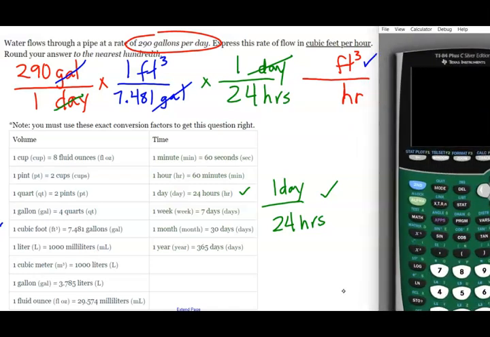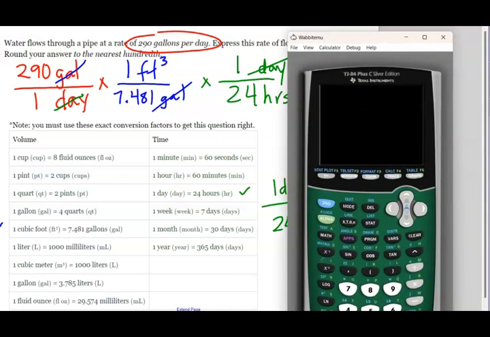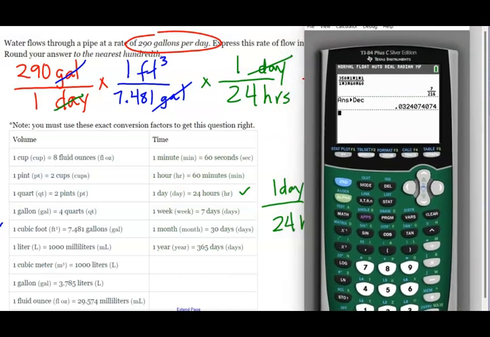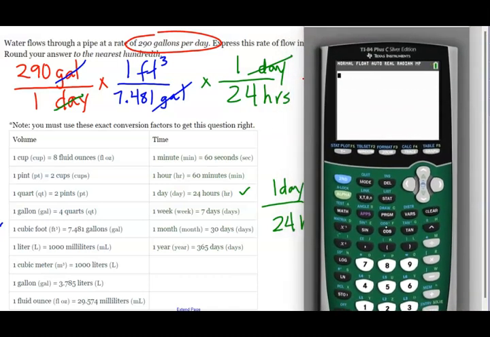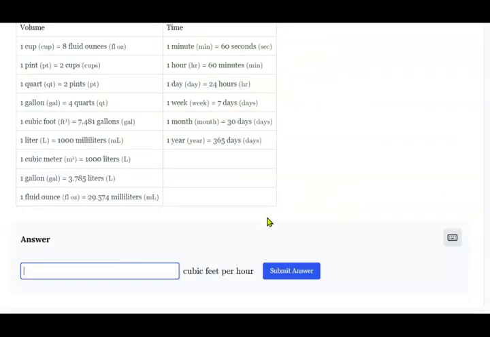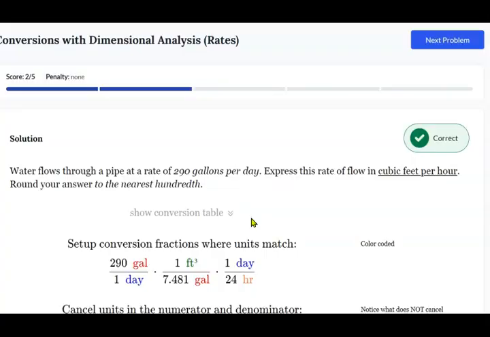So get your calculator out. Turn it on. Let's see, clear out this old math. And we'll type one giant fraction here. We had 290 times 1 times 1. And then in the denominator we have 1 times 7.481 times 24. And they want us to round to nearest hundredth. So the 1 is in the hundredths place, but the number after it is 5 or higher. So that's 1.62. So here on our answer screen, we're going to type 1.62 cubic feet per hour.